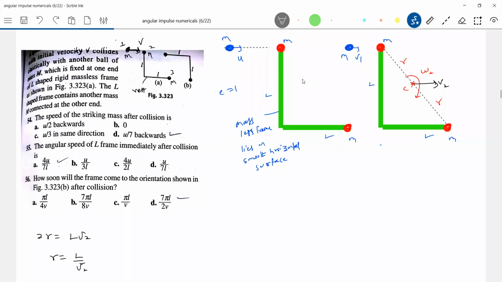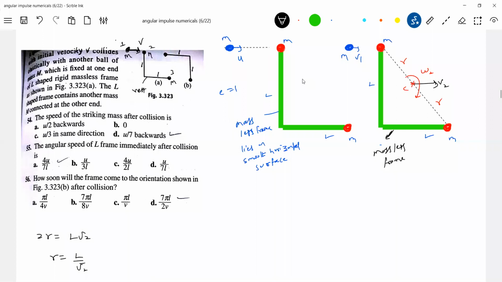First, shall we apply conservation of linear momentum? But sir, this massless frame is there, what to do? Nothing to do, it is not a rod, it is a massless frame. Only the particles are what we should look at here. I'll give names A, B, C, D.